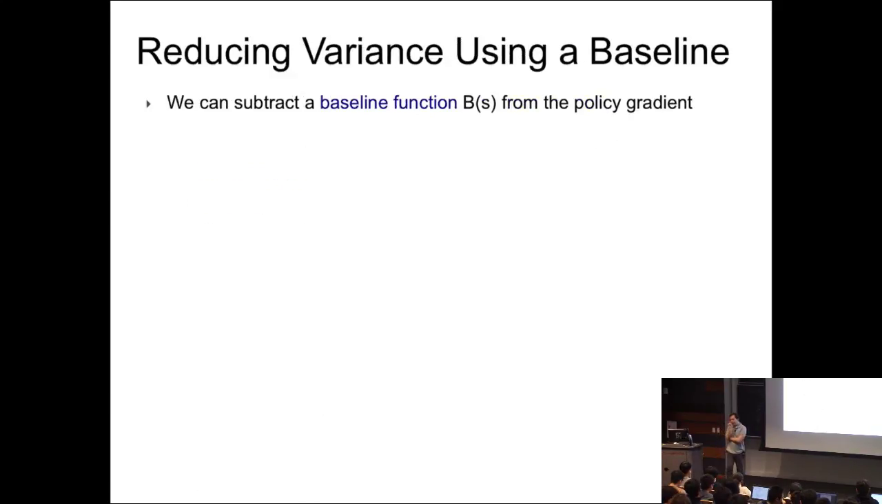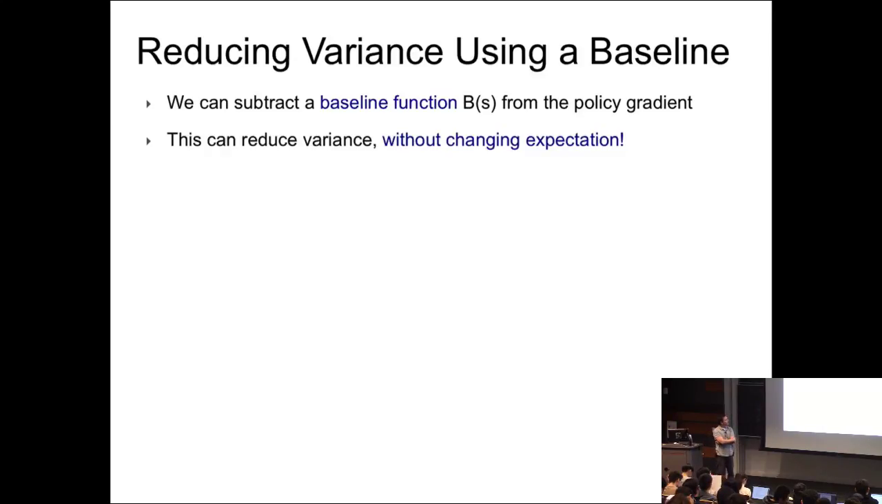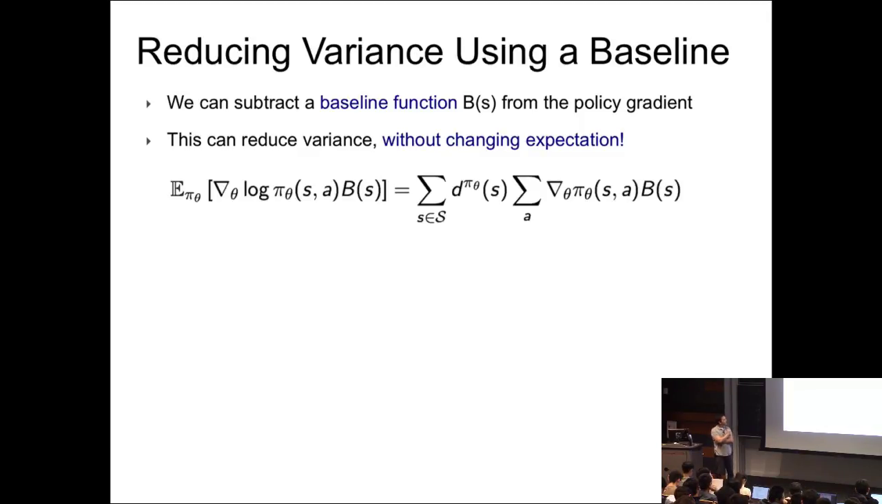Okay, now, there is one last thing that I wanted to mention, which is reducing the variance of actor-critic algorithms. And this actually leads to a whole bunch of classes of algorithms. What we can do is subtract a baseline function from the policy gradient, right? And this can reduce the variance without changing the expectation. That's key. So let's look at this expression here, okay? It's the gradient with respect to the log of the policy times some function of the state. Call it B of S.